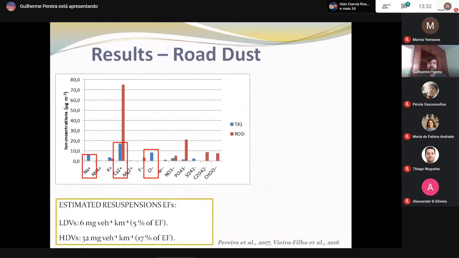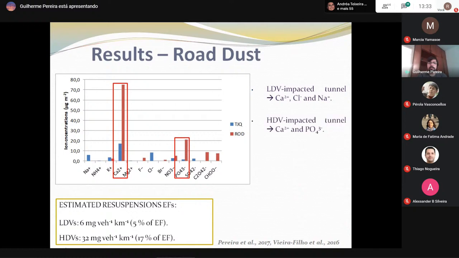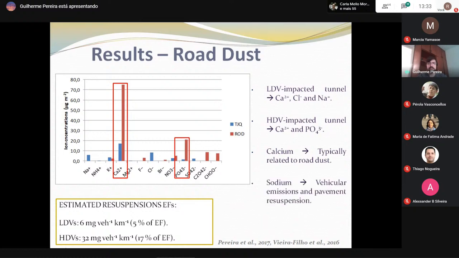We have the road dust concentration in micrograms per square meter. We see, similar to what we observed in the low duty vehicle tunnel, calcium and sodium. And for the high duty vehicle tunnel, an important concentration of calcium. Calcium is typically associated with road dust, and sodium, as I mentioned before, with vehicular emissions and pavement resuspension. Here, I estimated the resuspension emission factors, and they are much higher for the high duty vehicles. And roughly estimated, we can see that it may represent 17% of the emission factor of this type of vehicles.